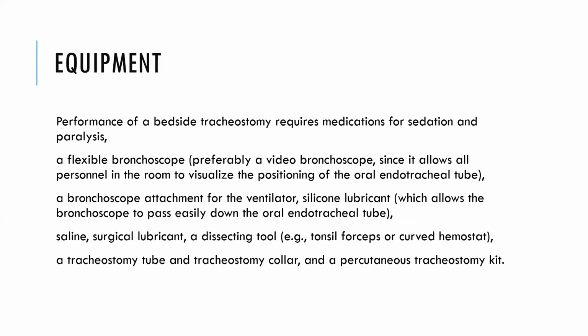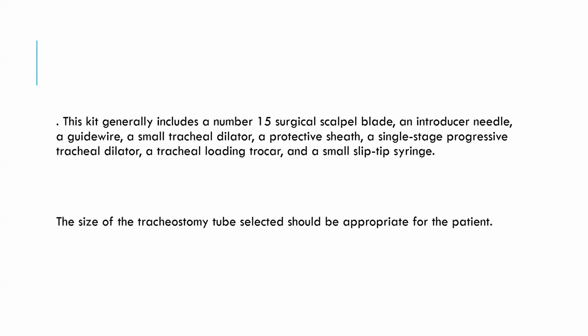Performance of bedside tracheostomy requires medications for sedation and paralysis. A flexible bronchoscope, preferably a video bronchoscope, since it allows all persons in the room to visualize the position of the oral endotracheal tube. A bronchoscope attachment for the ventilator, silicone lubricant, which allows the bronchoscope to pass easily down the oral endotracheal tube. Saline, surgical lubricant and a dissecting tool, that is tonsil forceps or curved hemostat. Tracheostomy tube, tracheostomy collar, or percutaneous tracheostomy kit.